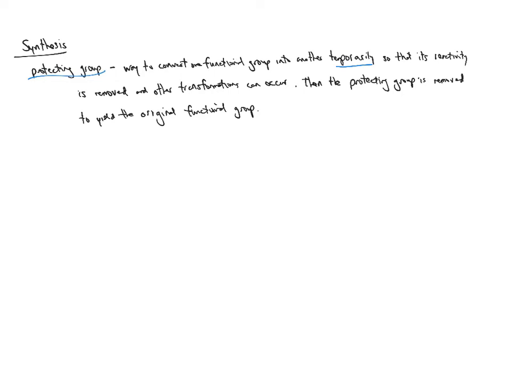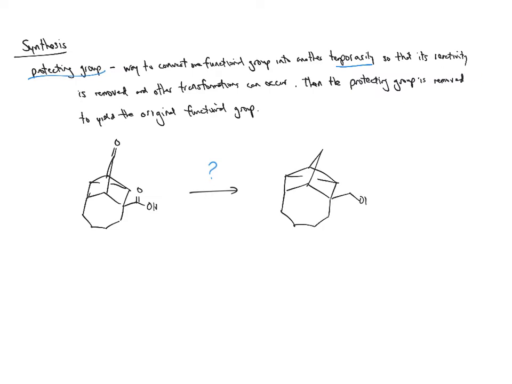So let's take the following example. Let's take this funky example here, in which we've got a carboxylic acid and a ketone in the same molecule, and we want to convert that molecule into the following alcohol. Note that we need to reduce the carboxylic acid without reducing the ketone.